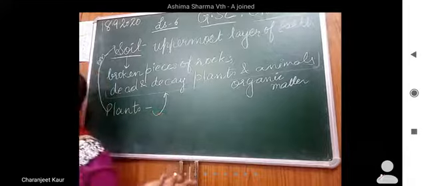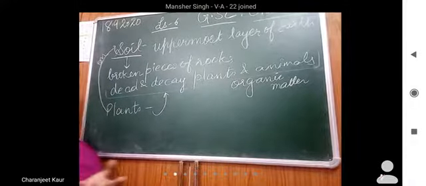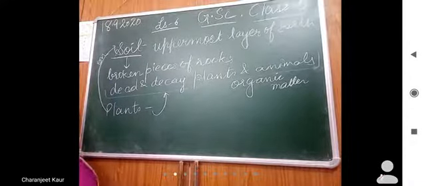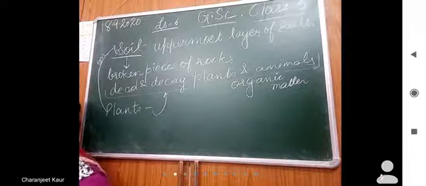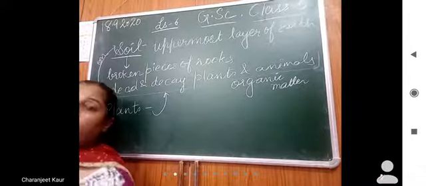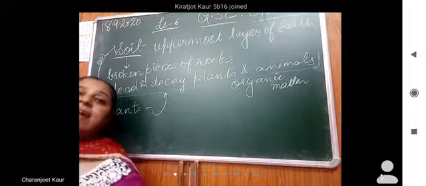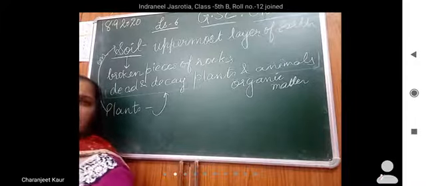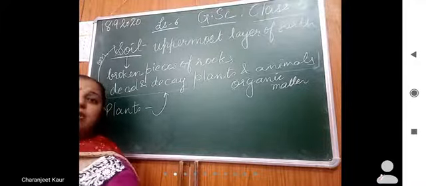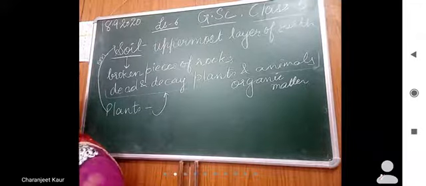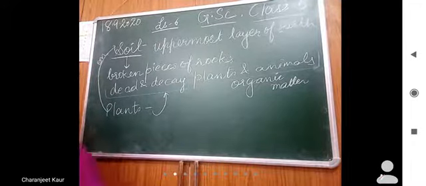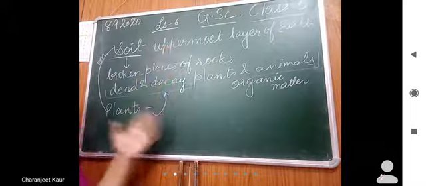And you all know what are the benefits of plants. They provide us food, they provide us medicines, they provide us clothes, everything we are getting. And above all, we are getting oxygen from plants to survive. What do we get? We get oxygen from plants to survive. So all these were the introduction of soil.